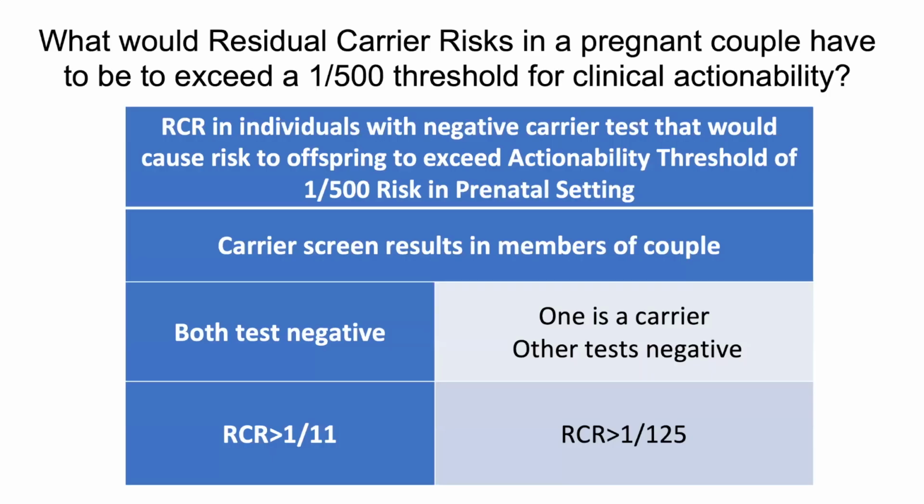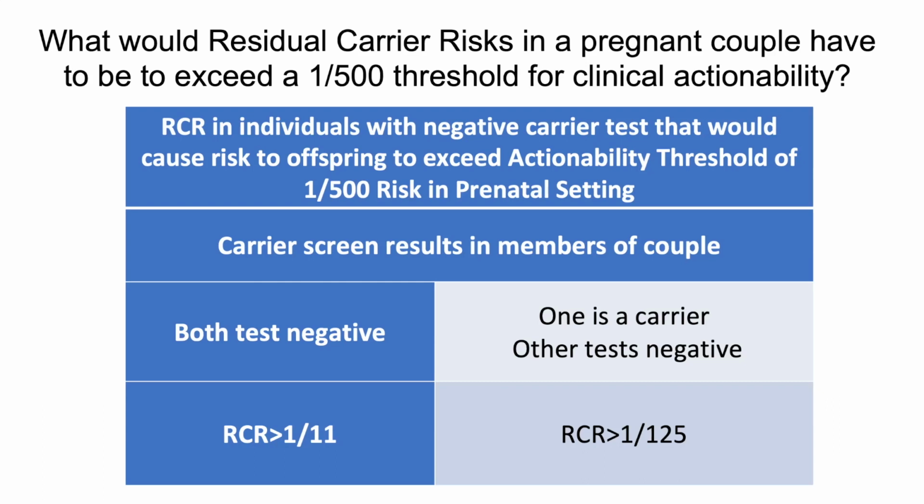So this is a little calculation that I did. Suppose a pregnant couple would have to have a residual risk as a couple of having a child with this disease greater than 1 in 500. And where did the 1 in 500 come from? It's really thought to be the actionability threshold for prenatal testing, prenatal diagnostics, having to do with complications from amniocentesis or CVS, et cetera. These numbers came from a number of different review articles. You could lower it to 1 in 1,000. It really doesn't change the ultimate conclusion.